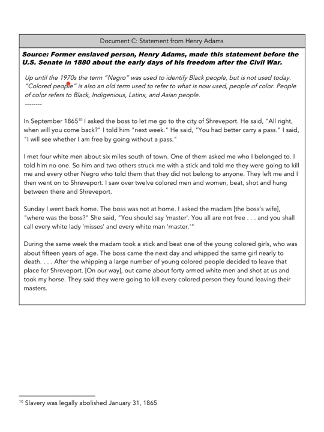Up until the 1970s, the term Negro was used to identify Black people, but it is not used today. Colored people is also an old term used to refer to what is now used, people of color. People of color refers to Black, Indigenous, Latinx, and Asian people.